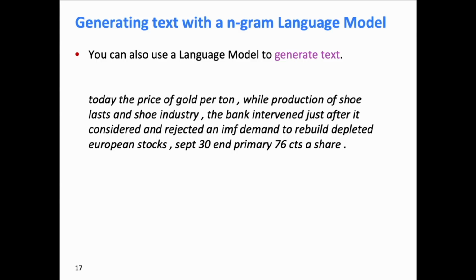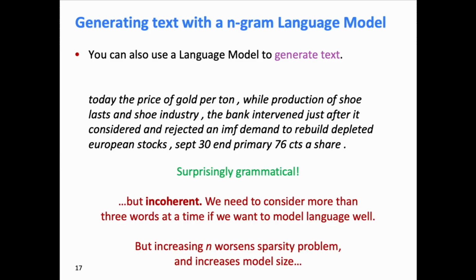Do we think it's good? Are we surprised? I would say that in some ways it is good. It's surprisingly grammatical. It mostly kind of parses. But you would definitely say that it doesn't really make any sense. It's pretty incoherent. And we shouldn't be surprised that it's incoherent, because if you remember, this is a tri-gram language model. It has a memory of just the last 3 or 2 words, depending on how you look at it. So clearly, we need to consider more than 3 words at a time if we want to model language well. But as we already know, increasing n makes the sparsity problem worse for n-gram language models, and it also increases the model size.